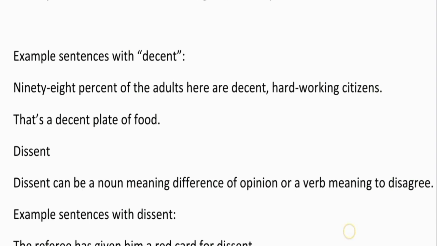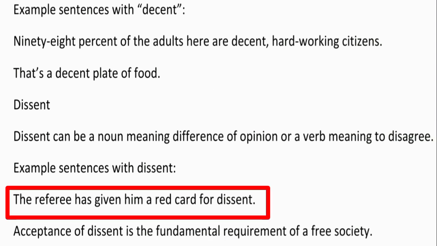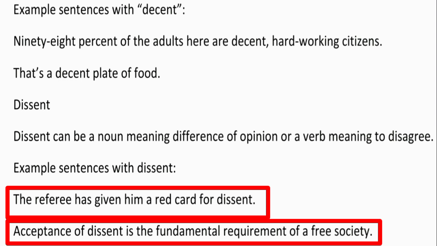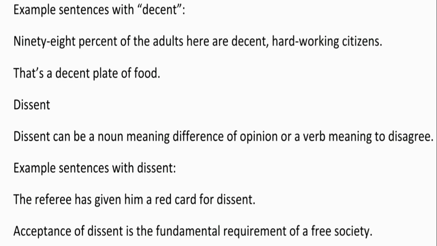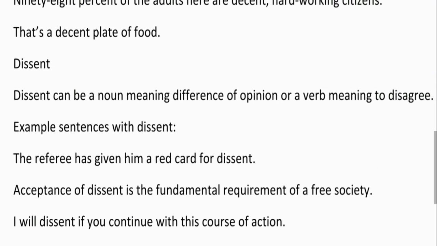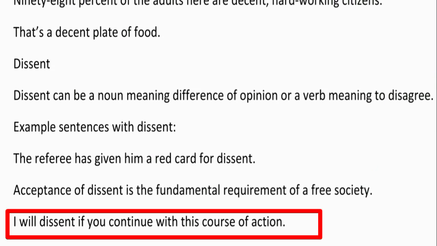For example, the referee has given him a red card for dissent. Acceptance of dissent is the fundamental requirement of a free society. इसमें भी as a noun यूज हुआ है, पहले सेंटेंस में भी as a noun यूज हुआ है. But see the last sentence, I will dissent if you continue with this course of action. इसमें dissent as a verb यूज हुआ है.